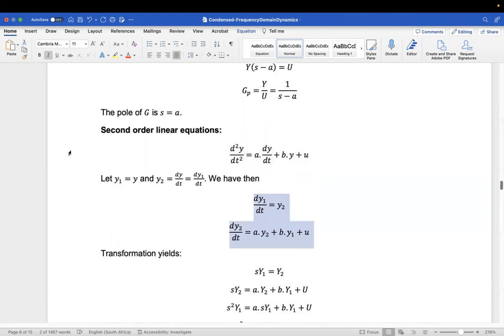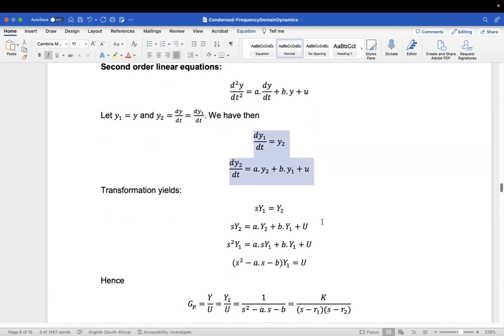But we have done the main thing, which is convert a single second order equation into two first order equations. And we can use that then to infer the transformation function, or the transfer function. And so to do that, we can transform the first equation. We can Laplace transform it. So we recognize this as s Y1. Remember, the derivative is just s times the transformed variable. And then this one we'll just leave as Y2. So that's simply the transformation of this equation.